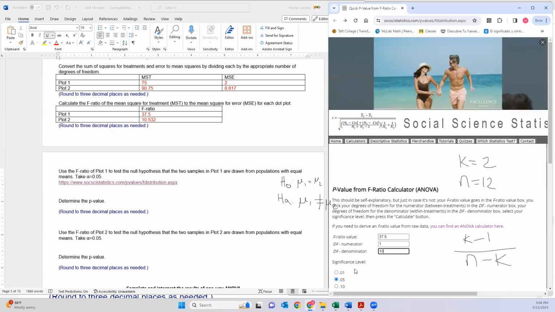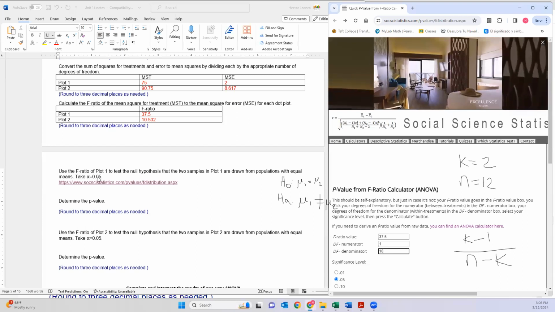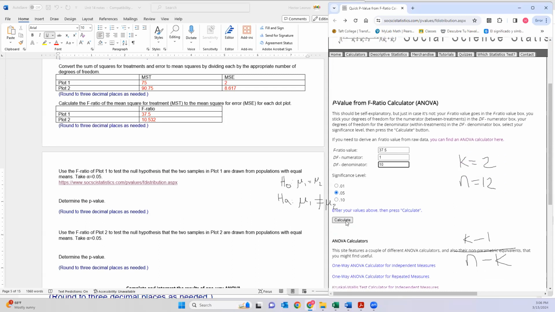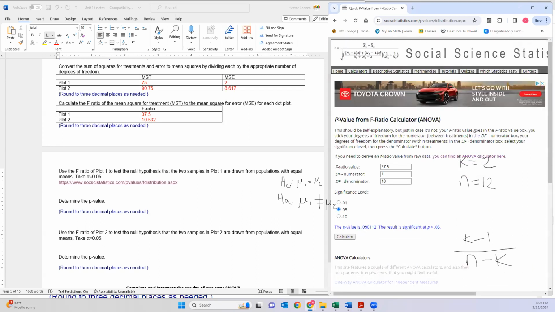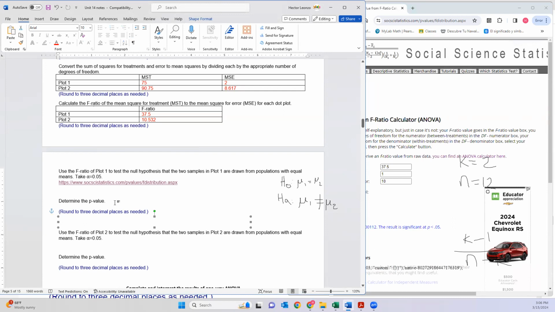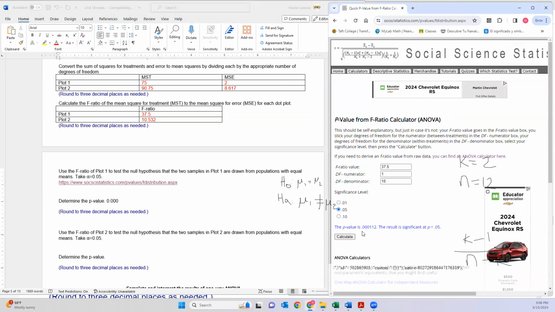And in here, significance level. I was told to use alpha to be 0.05. So use 0.05. I'm going to scroll down and press calculate. And then here, it gives me my p-value. Here I have to round to 3 decimal places. In my case, I'm going to say 0.000. You guys see it? 0.000, rounded to 3 decimal places.